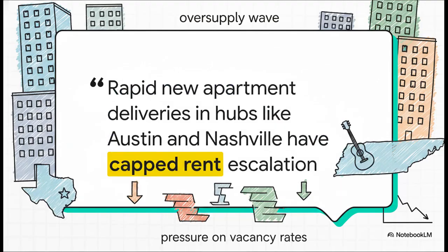The other glaring headwind is regional oversupply. Management's own MD&A notes that a massive wave of new apartment deliveries in key growth hubs, they specifically call out Austin and Nashville, is actively capping rent escalation and pressuring vacancy rates. While IRT's total portfolio occupancy was still a very healthy 94.7% in early 2026, these localized supply gluts are a highly tangible threat to same-store growth.